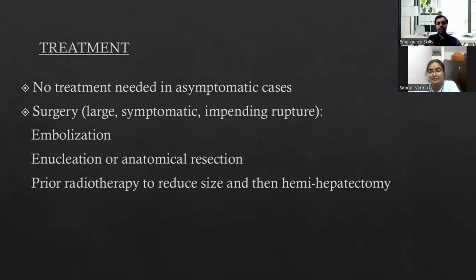Treatment: as such, there is no treatment required in asymptomatic cases. If you want to do surgery, it should be a large symptomatic tumor or an impending rupture should be present. What surgeries can we do? Embolization, as it's a blood vessel. Enucleation or anatomical dissection, or usually removal of the liver tumor. We can give prior radiotherapy to reduce the size, and then do hemihepatectomy. Generally, don't do anything, but if it's very big, we have to do it.